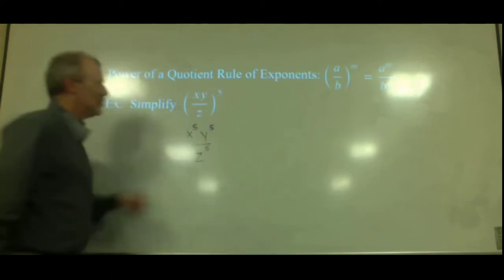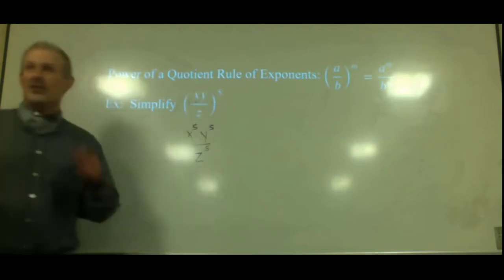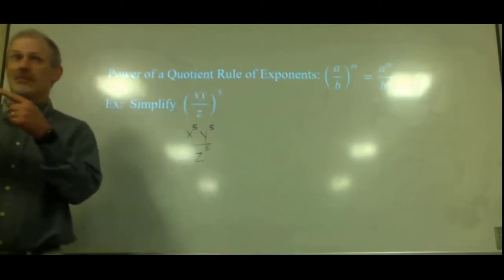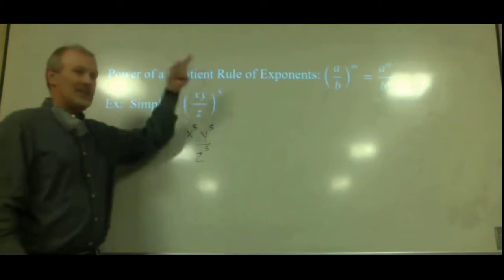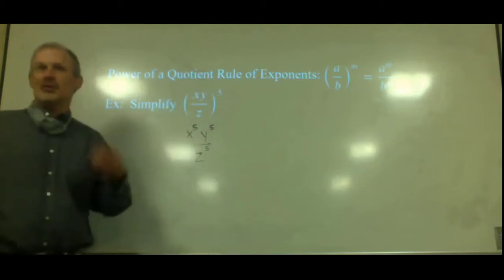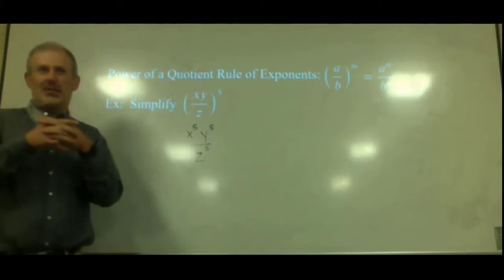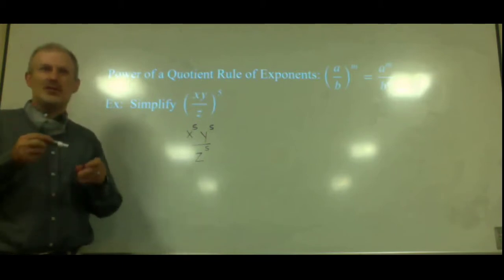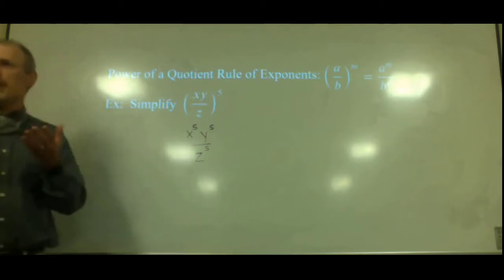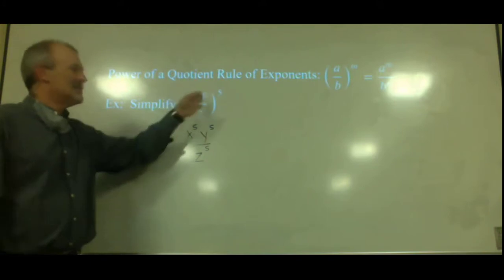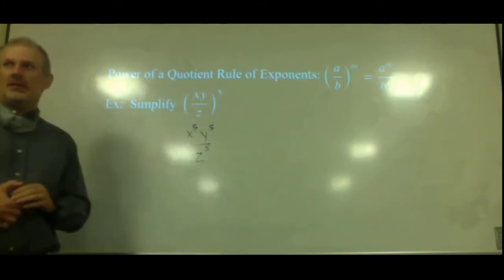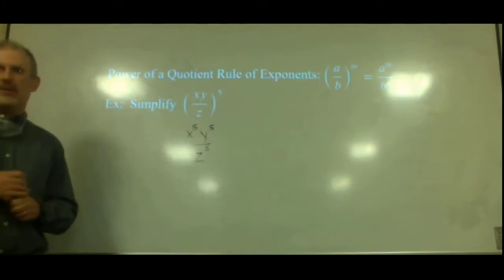And what power do you think should go with the z? 5. So this top one is using the product rule, right? And then the bottom one is using the fact that we've got a quotient. So we can put those rules together. And that one's not too bad because the product rule and the quotient rule work the same way. The 5 just applies to everything that's in here. Does that make sense?